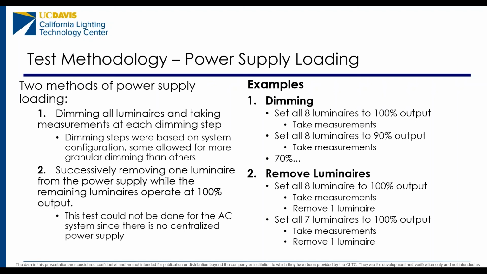Both methods of varying load were intended to replicate the real world, help us understand what the optimal conditions were for this lighting, for each lighting system. So for example, is it more efficient to run all luminaires at 80% or to remove one of them or to turn 1 or 2 of them off?